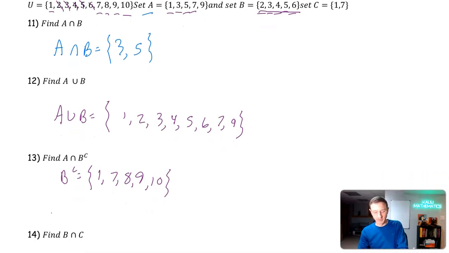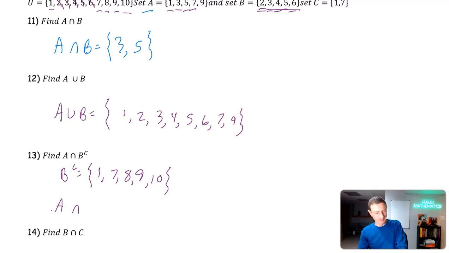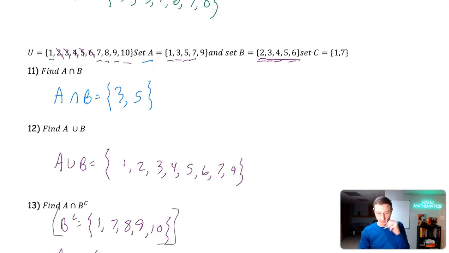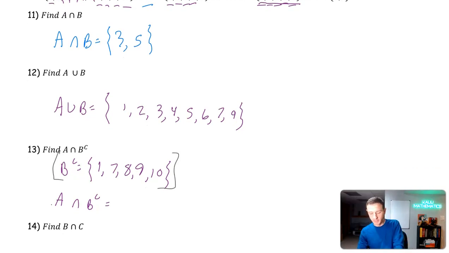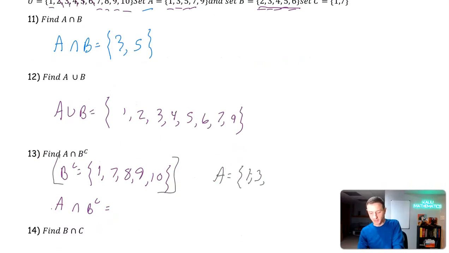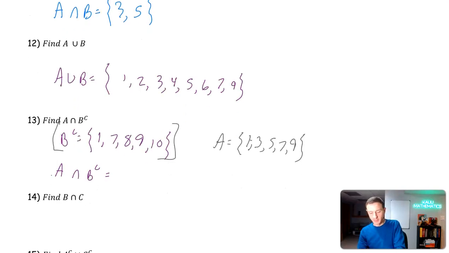So now we have A intersecting B complement. We're going to look at A intersecting with this new set that I just came up with, this B complement set. A is 1, 3, 5, 7, 9. Let me write A over here so I don't have to keep scrolling up. So A is 1, 3, 5, 7, 9. So A intersecting this new set of B complement.